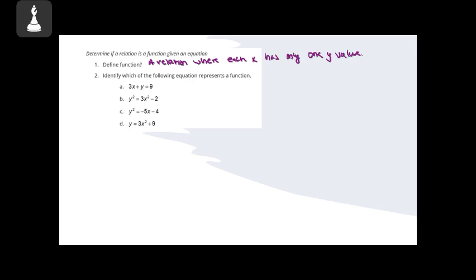The biggest thing is we don't want to see y squareds. Y squareds represent not a function, and I'll talk about that when we see one. So looking at A, we have 3x plus y equals 9. Y is not squared. There's a single x, a single y. So this is, yes, a function.